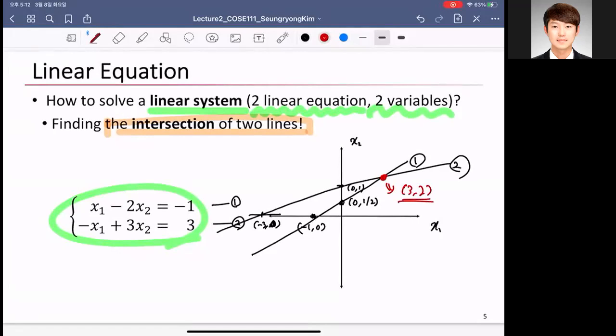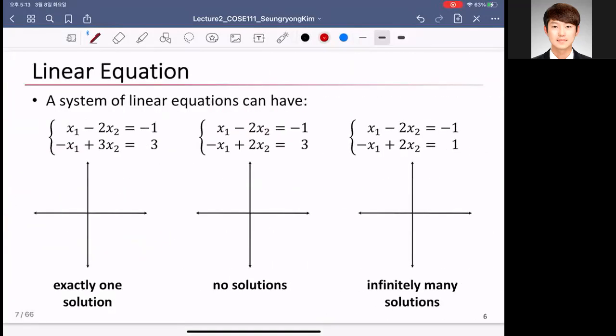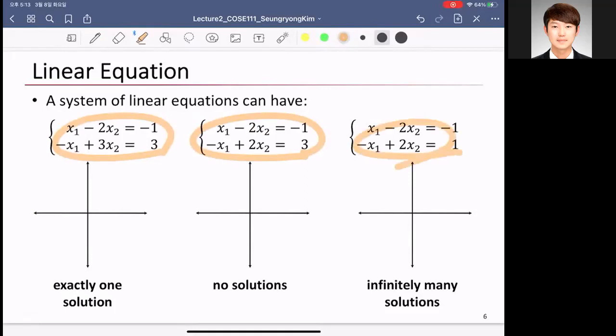This is the way to solve your linear system. In fact, there are 3 kinds of possibilities for the solution of your linear system. Let's consider 3 kinds of linear systems. The first one looks like this, the second is like that, the third is like that. First, let's draw this linear system. Let's suppose the first equation is denoted in red, and the second equation in blue.